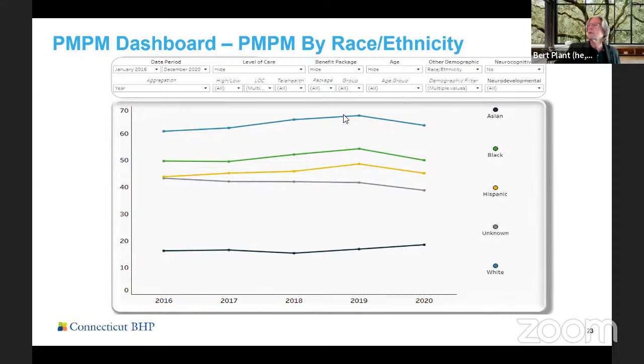And this is showing that the highest group on a per member per month basis is the white population, followed by Black, Hispanic, unknown, and then Asian, having the lowest expenditures on a per person basis pretty consistently over time.